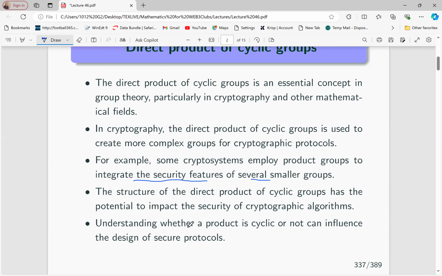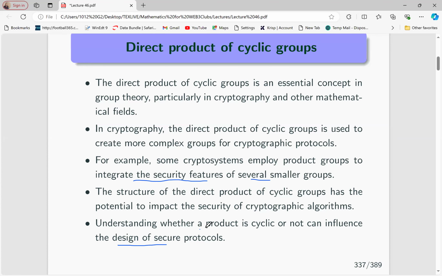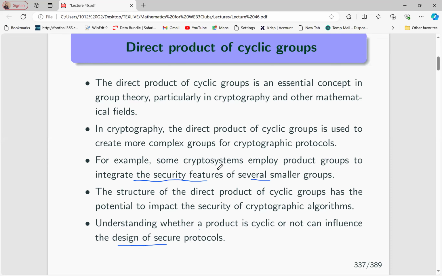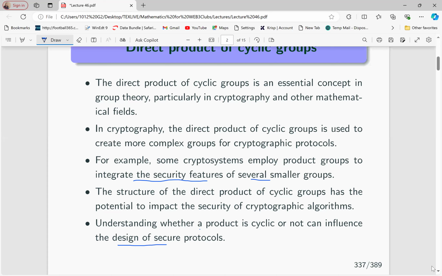So therefore, understanding whether a product is cyclic or not, and this is the first question we'll be answering, is very important to us, because it will influence the design of our security protocols. Of course, you may want to use a group that is not cyclic. There's no problem. But if you wanted to use a group that is cyclic, it is good for you to know, depending on what you want in your cryptographic protocol. So you may want to use cyclic groups or non-cyclic groups.